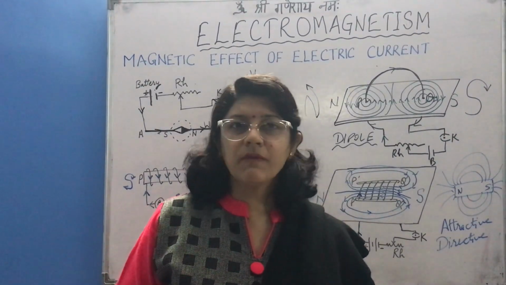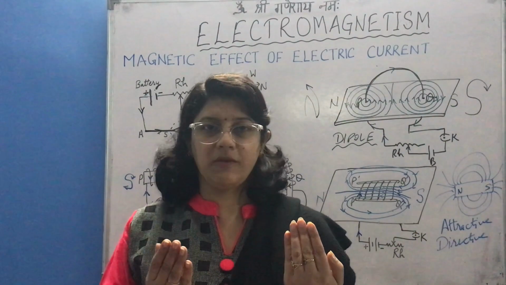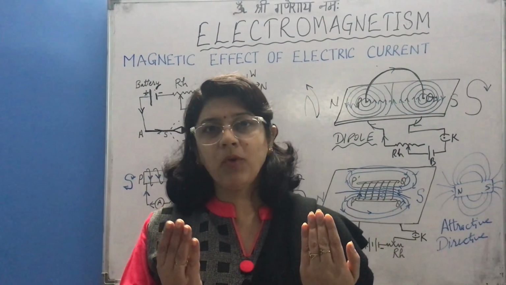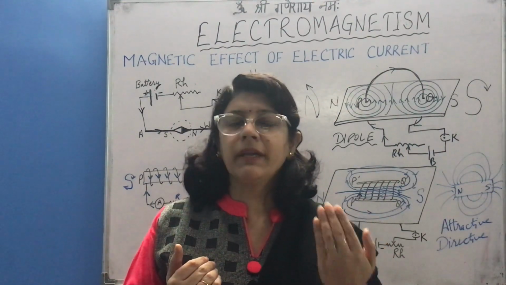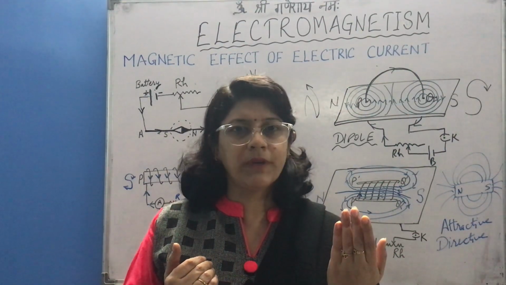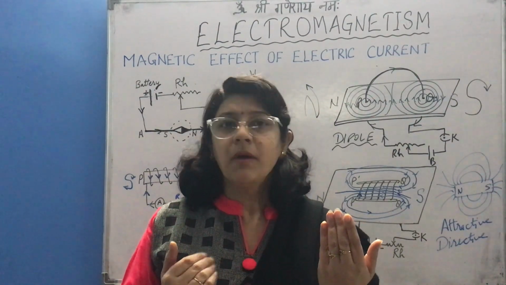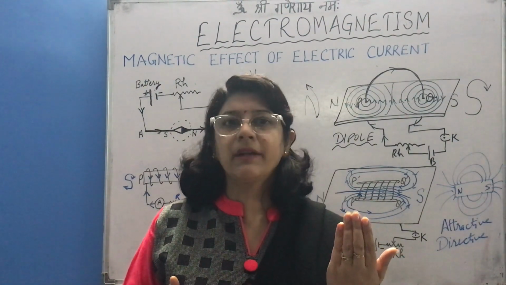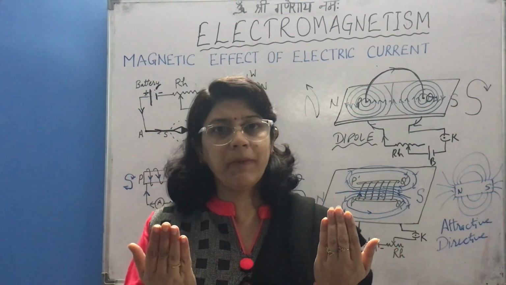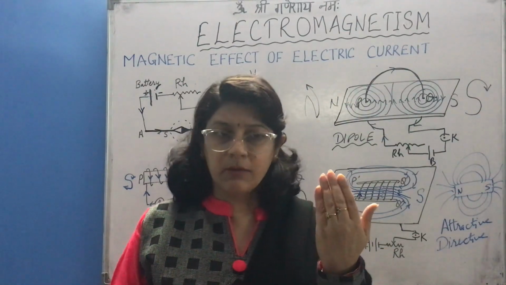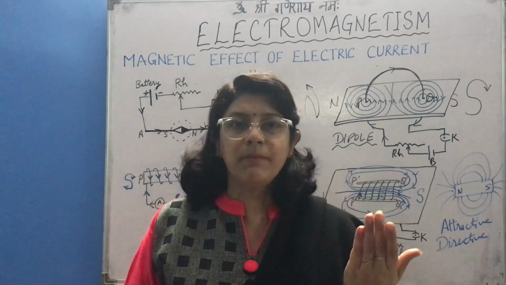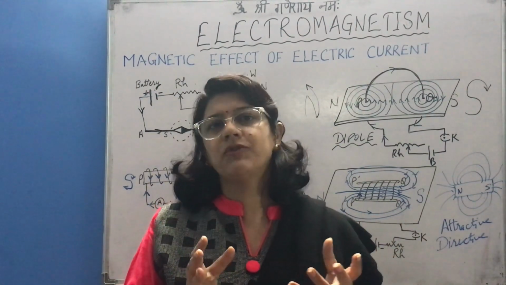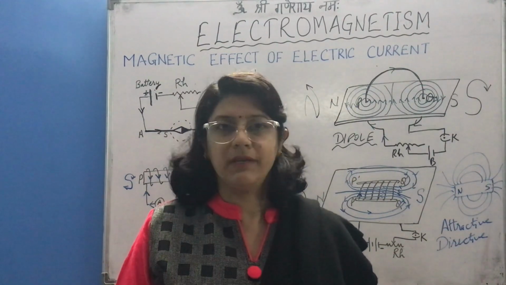Now the comparison between an electromagnet and a permanent magnet. Electromagnet is made up of soft iron. Permanent magnet is made up of steel. The strength of an electromagnet can be increased by increasing the number of turns and the strength of current, but the strength of a permanent magnet cannot be increased. The polarity of an electromagnet can be changed. The polarity of a permanent magnet cannot be changed. An electromagnet can be easily demagnetized. A permanent magnet cannot be demagnetized. These are the major points of difference which you should keep in your mind.